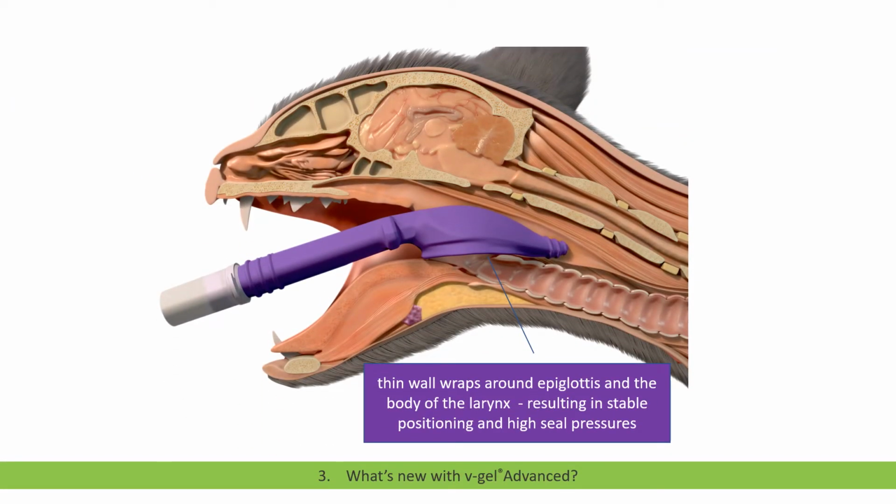And here you can see a cross-sectional view, so you can see where that V-gel is sitting. It's sitting within the pharynx itself, with the esophageal tip sitting just within the proximal esophagus, and then the larynx sitting within the V-gel itself, as you can see in that video.